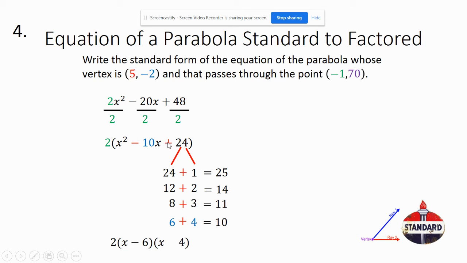And because the last one is positive, that means they both have to be the same, because nobody can multiply to get a positive unless it's positive times positive or a negative times a negative, so that makes that a negative 4. And now I have written it in factored form. I still have my a term times what I call factored form right there: x minus 6 times the quantity x minus 4.